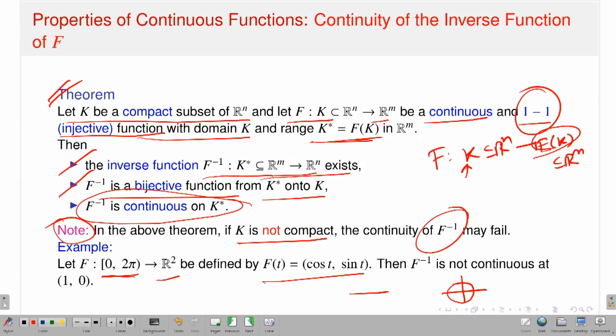However, the interval [0, 2 pi) is not a compact set because it is not closed. It is a bounded set, but not a closed set, so it is not compact. Therefore, even though f inverse exists, one can check that capital F inverse is not continuous. In fact, it is not continuous at the point (1, 0). So compactness of the domain is very important. If we drop the condition of compactness on the domain, it may fail.